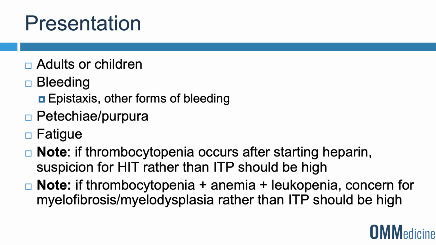And this should make sense to you because remember that in ITP, we're making autoantibodies against the receptors on platelets, which will then be sequestered by splenic macrophages and then ultimately destroyed in the spleen, leading to thrombocytopenia. We're not making any autoantibodies against red blood cells or white blood cells, so those levels should be fine. Whereas in myelofibrosis, we have destruction of the bone marrow, which will affect all cell lineages.